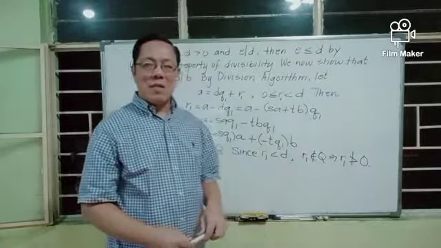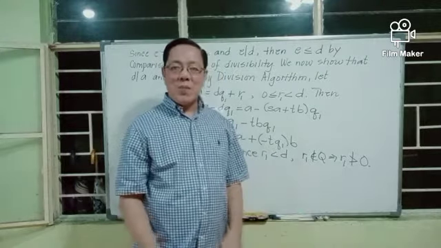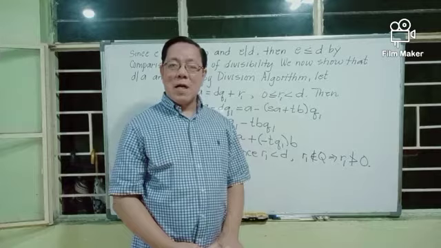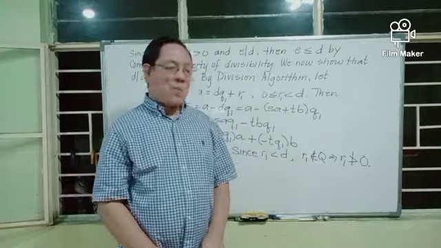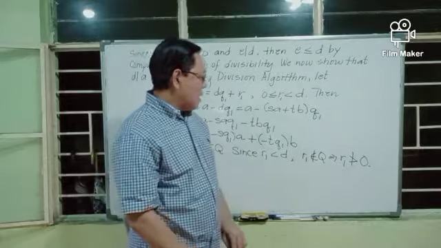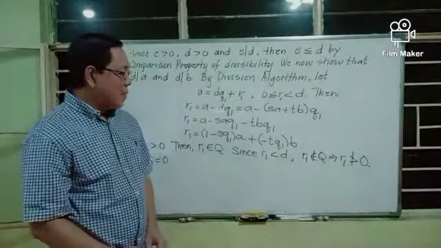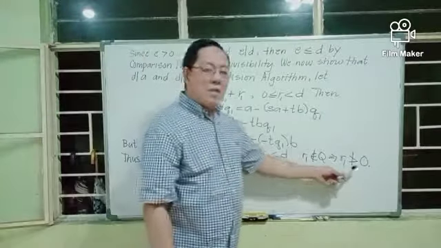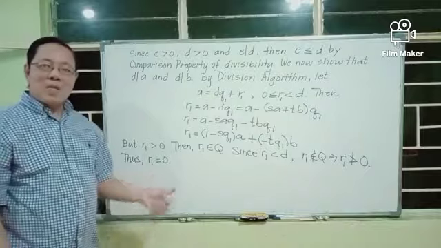And because R1 is not an element of set Q, then R1 is not greater than 0 because the elements of Q are positive integers that are elements of set P whose elements are linear combinations of A and B. And because R1 is not greater than 0, thus we conclude that R1 must be 0.